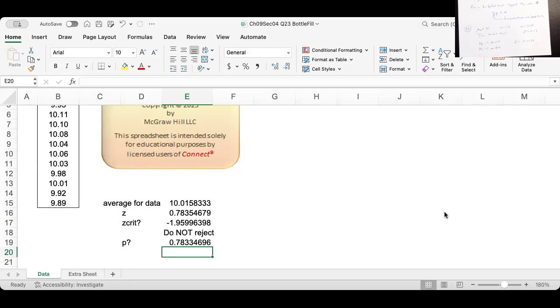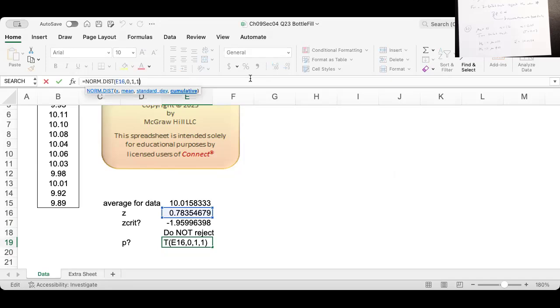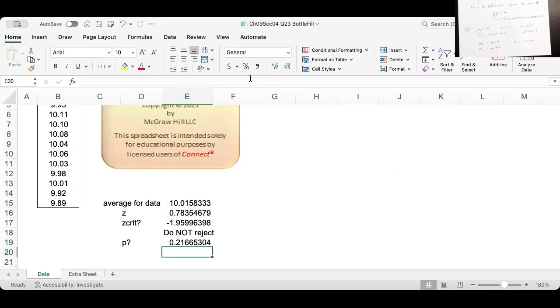Oh, I forgot I need to multiply by 2, don't I? I forgot to subtract the 1. I did 2 different wrong things. Wait a minute here. It's 1 minus this. 1 minus that. There we go. But that's only half of it because it's a two-tailed test. I need to multiply by 2.